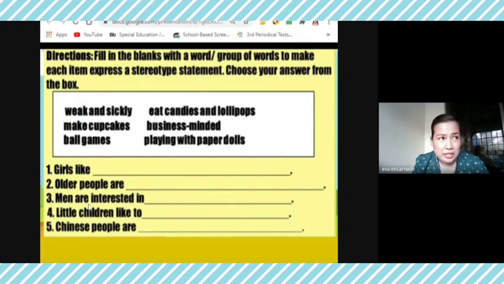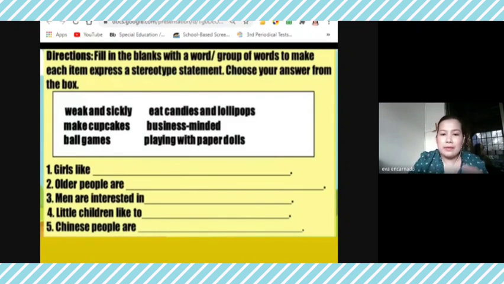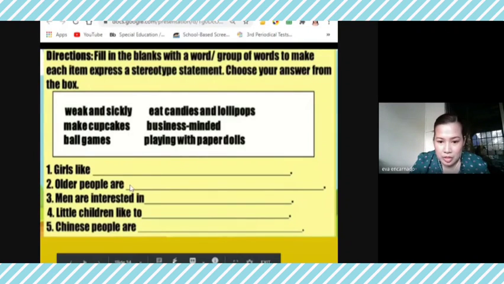Men are interested in blank, or little children like to blank. Chinese people are blank. When we think of Chinese people, they are weak and sickly ba? Make cupcakes, business-minded, eat candies and lollipops. Okay? Let's check your work na, ha? Mag-start naman kami sa number 1. Probably yung di pa tapos. Tapos na kayo sa number 1. Okay, check your work, class.